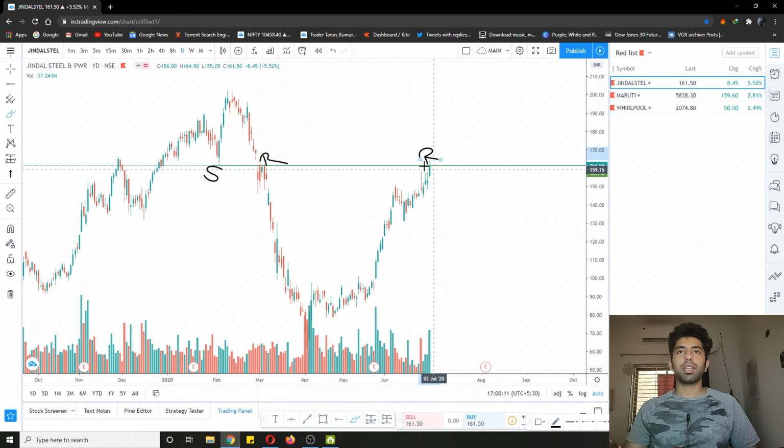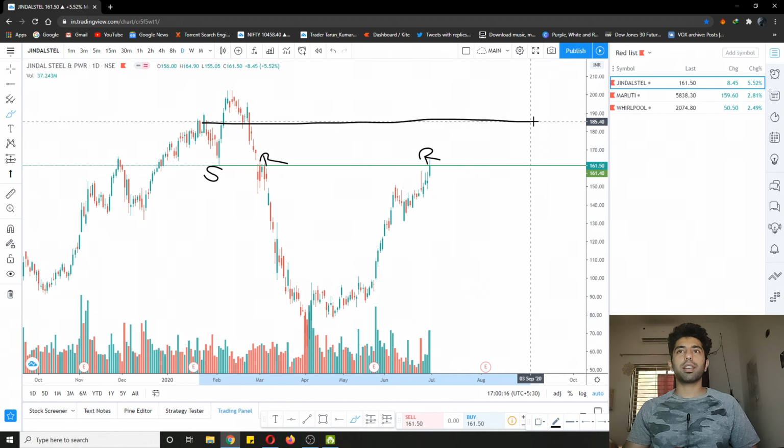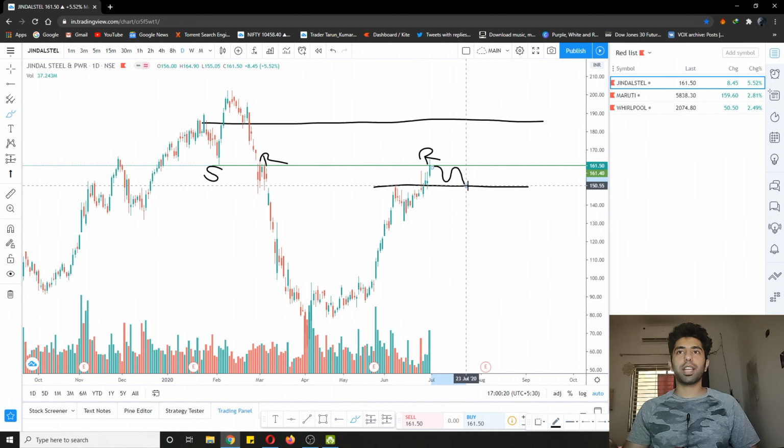So we have to see, and the upper resistance levels are near 185. So we can look to buy in this range between 150 and 160, which is the current market price. Till the 150 levels we can buy here and look for a move to the upside.